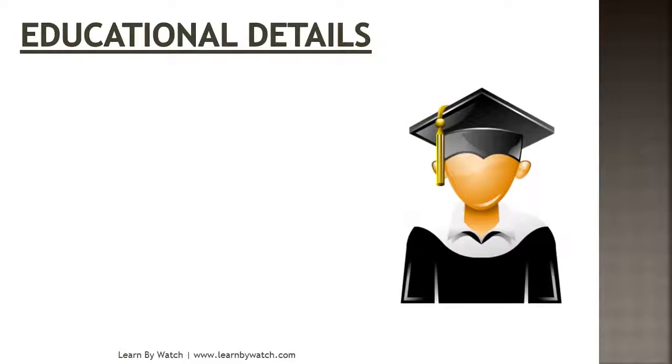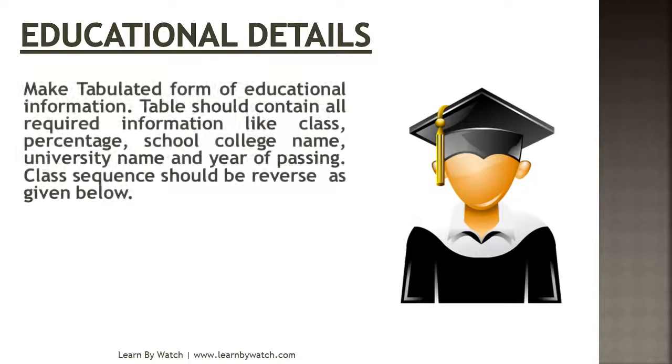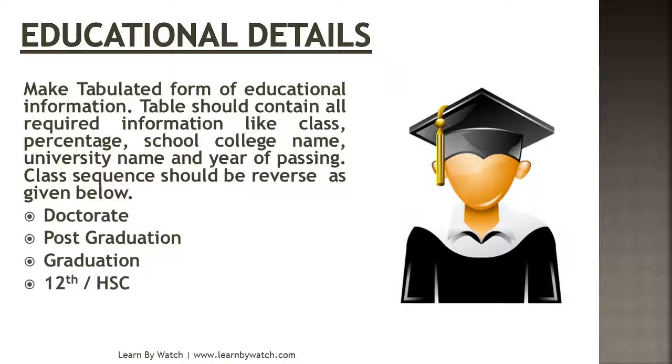Next is educational details. This is a very important section. This should be written after job objective. In educational details, make a tabulated form of educational information. The table should contain all required information like class percentage, school or college name, university name, year of passing. Class sequence should be reversed as given below. First doctorate, next post graduation, next graduation, then 12th or HSC, then 10th or SSC. So always write class sequence in reverse manner.